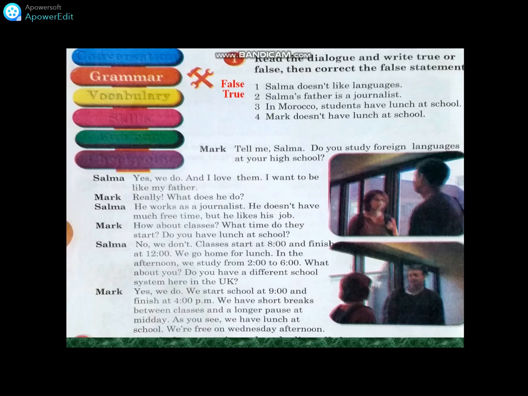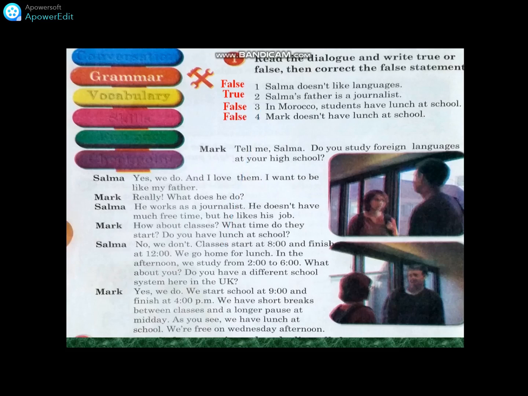Next one, 3. In Morocco, students have lunch at school. It's false. How do you know that? Look at the text. We go home for lunch. This is the justification. Great. Let's move on, please. Number 4. Mark doesn't have lunch at school.